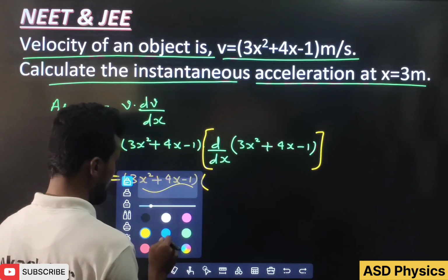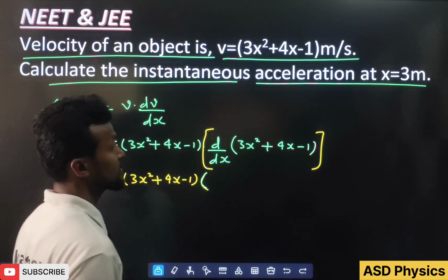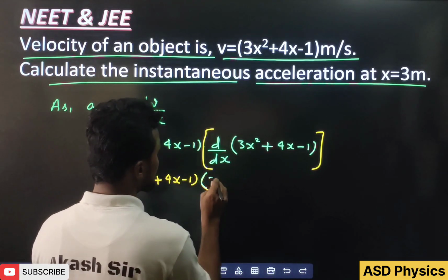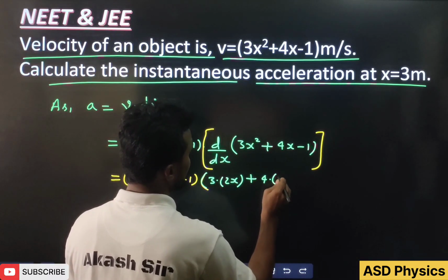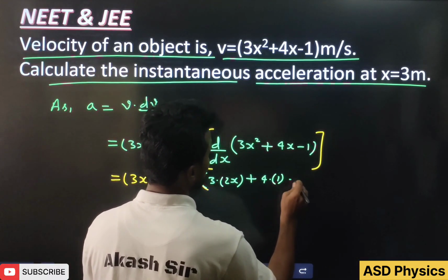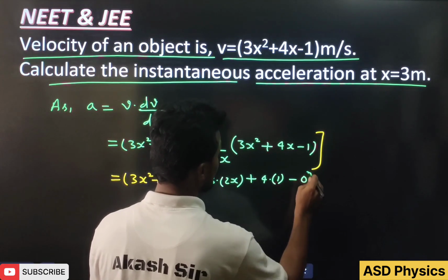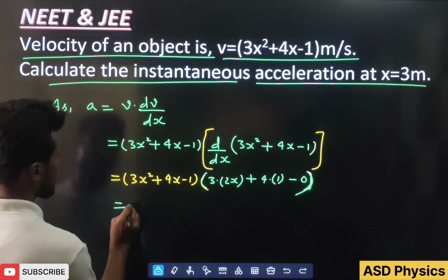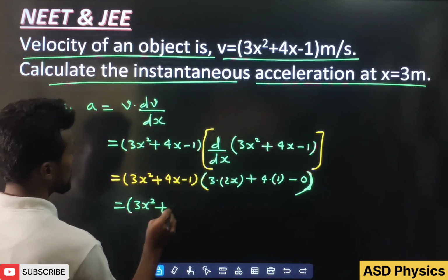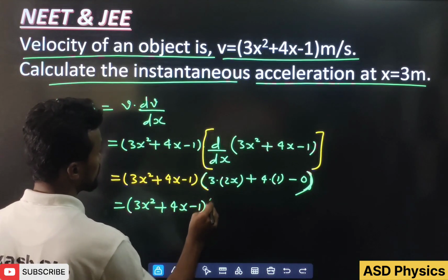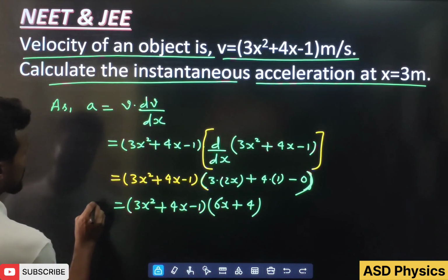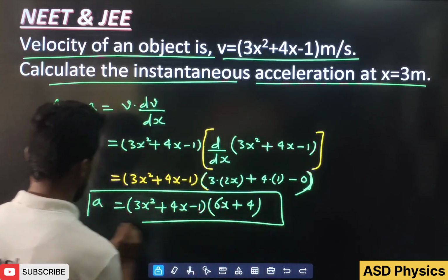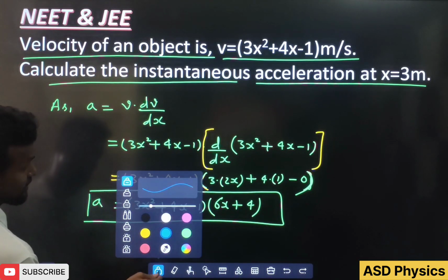Now differentiation of 3x² means 3 into 2x, plus 4 into d by dx of x, which is 1, and differentiation of a constant means 0. So it will come (3x² + 4x − 1) into (6x + 4), as we have done before a number of times. So students, this is the acceleration.